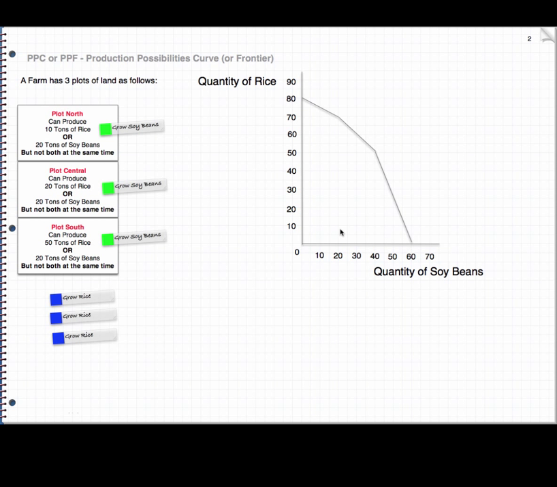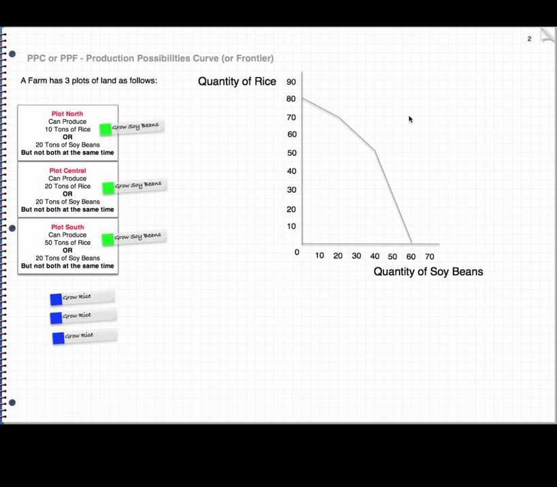So this would be the PPC for this farmer for these plots of land, and this represents the maximum output of the two products that he can produce. Can he produce somewhere inside here, such as at 40 and 30? Yes, but that would be inefficient.